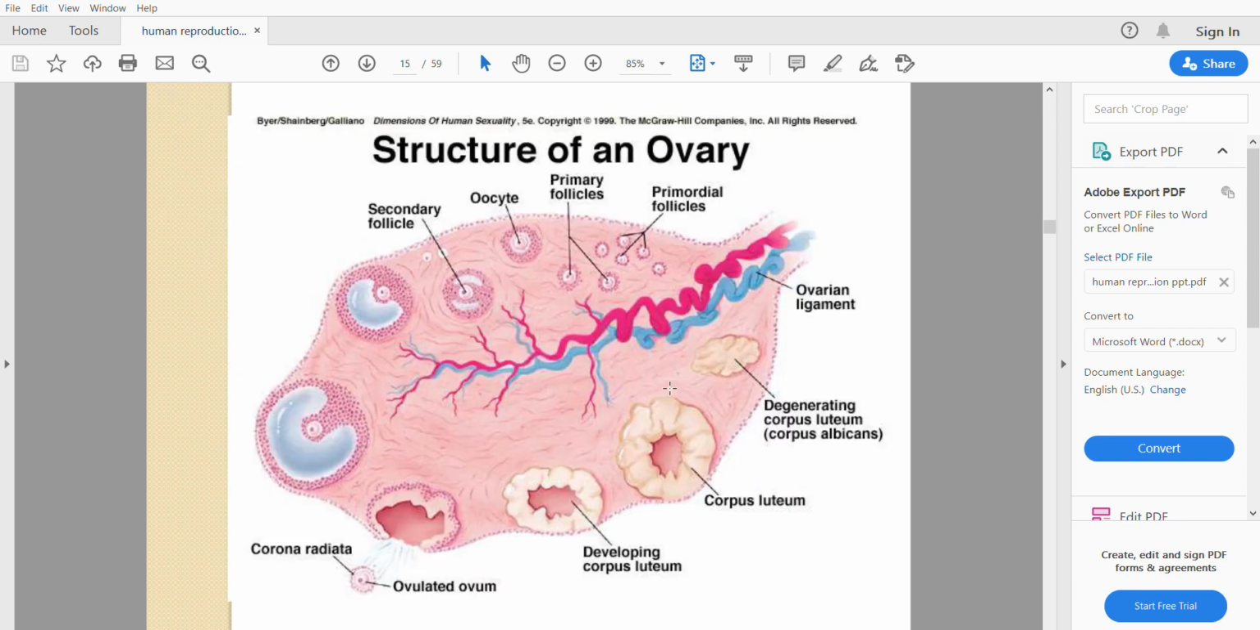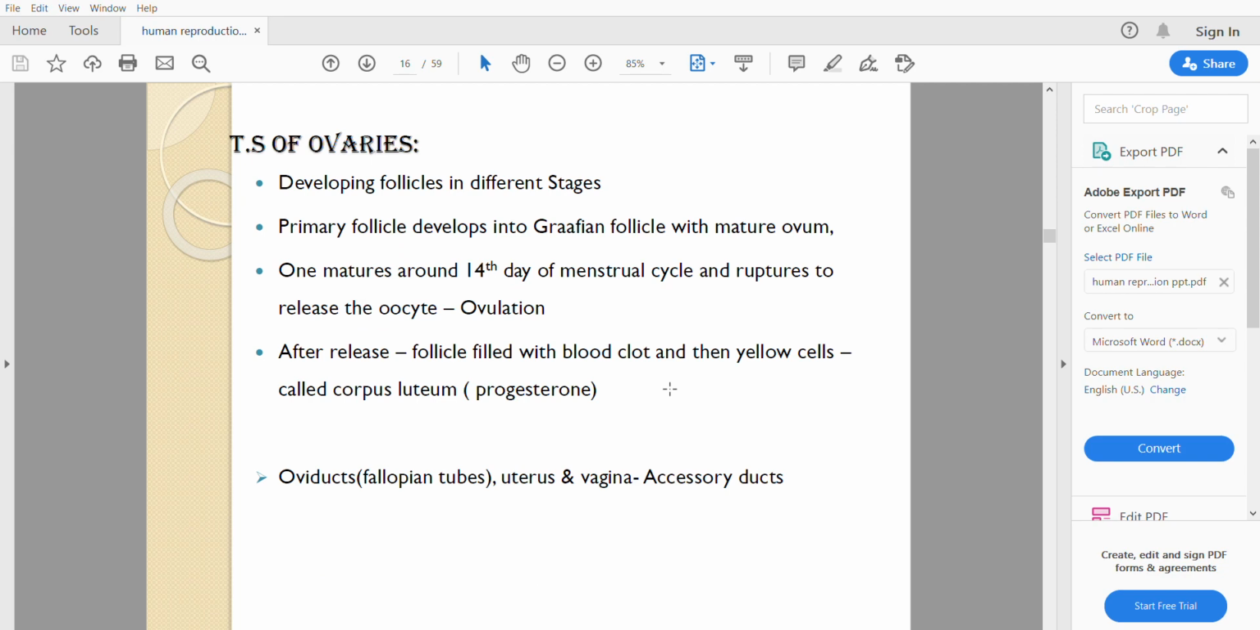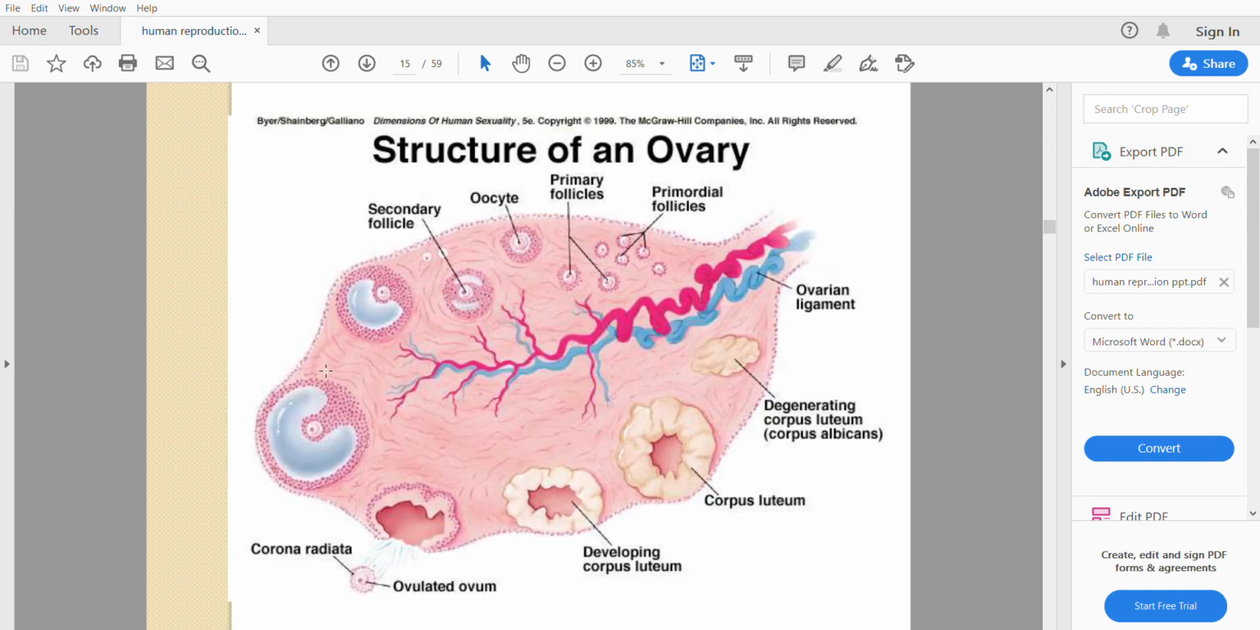And then you have to see the TS of ovary, developing follicles of different stages. The primary follicle develops into a Graafian follicle with a mature ovum. When the mature ovum reaches its full maturity on the 14th day of the menstrual cycle, it ruptures and comes out. This is the emptied Graafian follicle cell. This is the fully matured Graafian follicle having the ovum inside it.